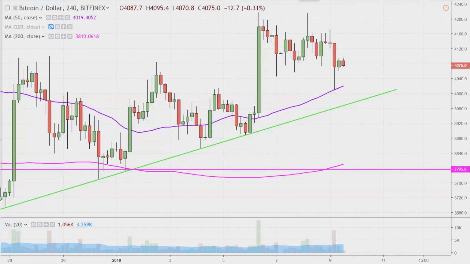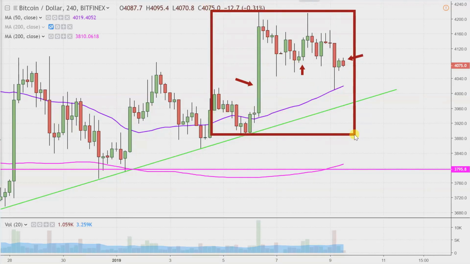Real quick, what do I mean by 4-hour in case maybe you're new to charts? Instead of each one of these candlesticks here representing 1 day's worth of price action, which is what you would normally see, each one represents 4 hours. So all this here may look like a few weeks worth of time. It's actually just the past few days broken down into 4-hour time slices.